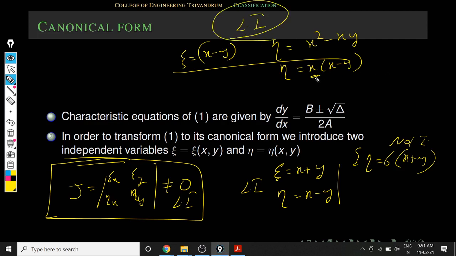You can check the Jacobian. If it is a scalar, then not independent. This is not a scalar, this is a function, so they are linearly independent. I think you got the concept of scalar multiple or not. The concept is clear. Anyway, this is the idea.